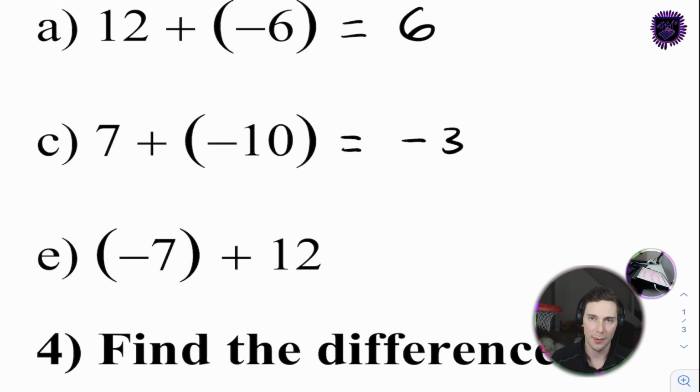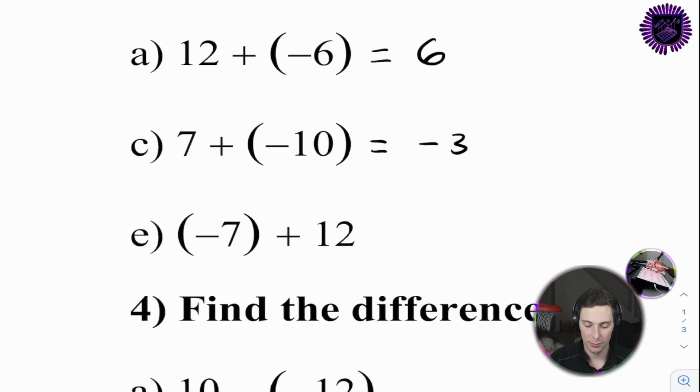just moving 10 steps down the number line. But the strategy is, when the signs don't match and you're adding, you find the difference, you subtract the two numbers from one another, and then you keep the sign of the larger number.